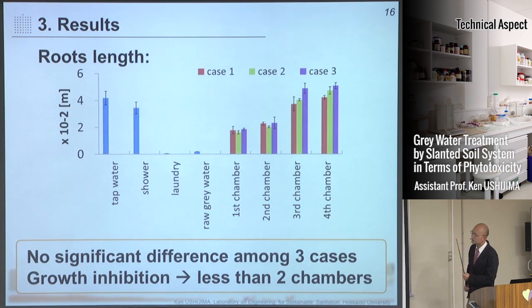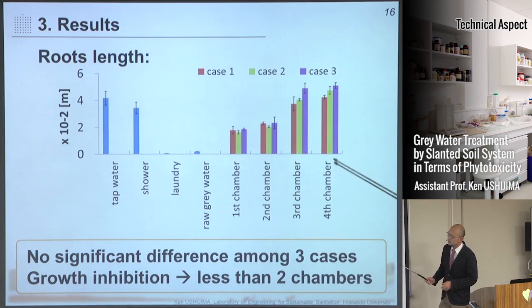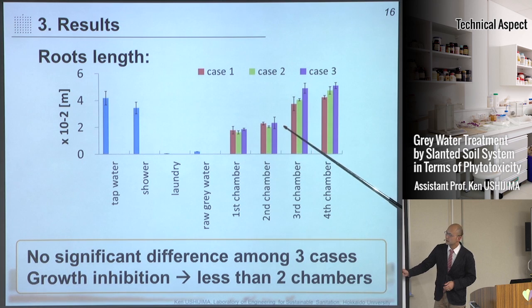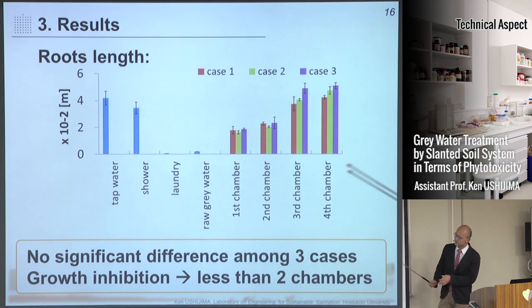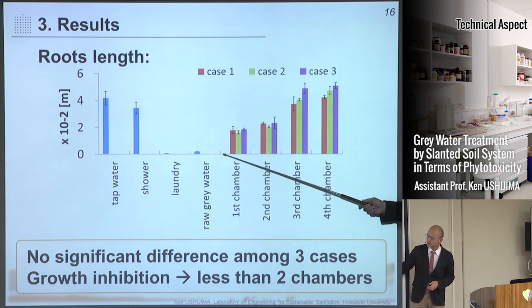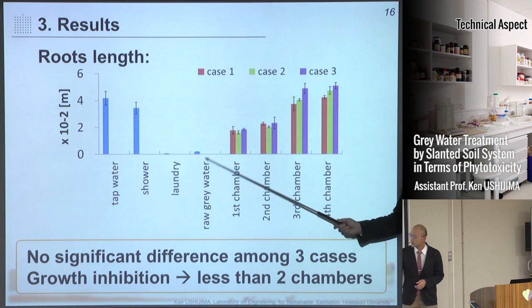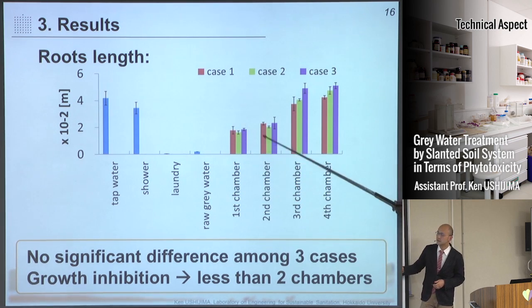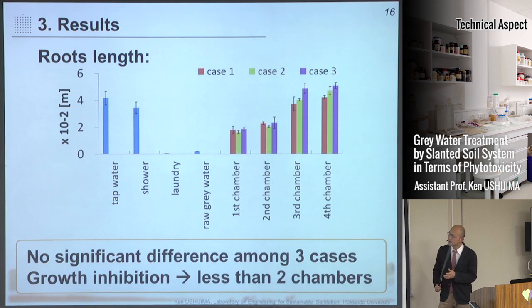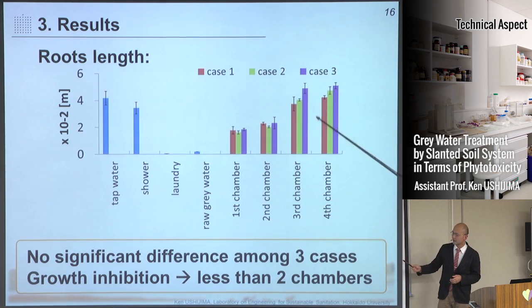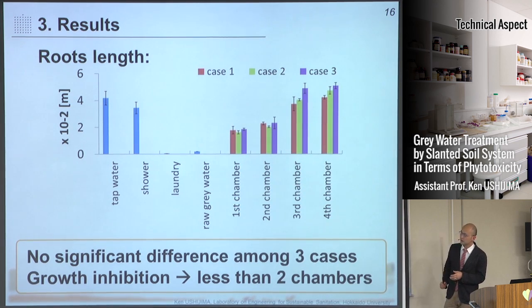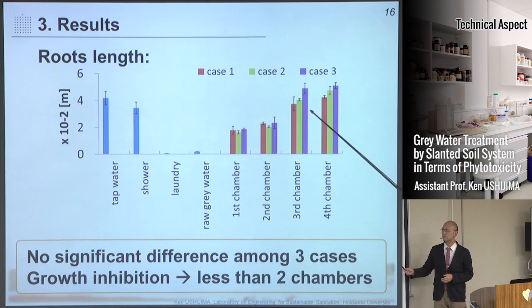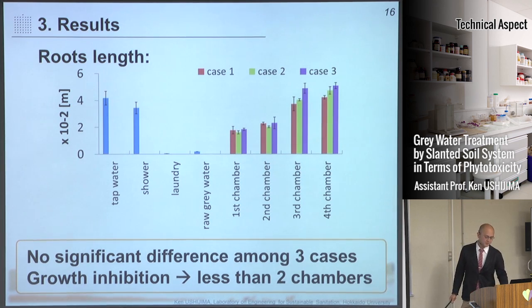But regarding the root length, we also observed no significant difference among the 3 cases. But we observed a clear inhibition in the low-grade water and treated water from the first chamber and second chamber. But after the third chamber and fourth chamber, we didn't observe the growth inhibition.